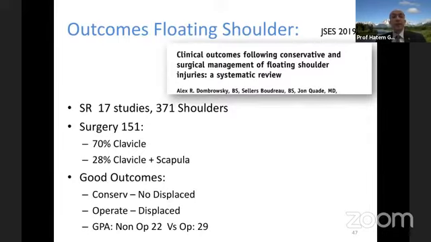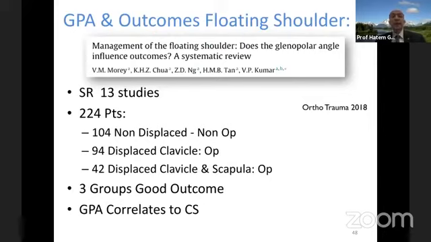Then this paper also looked at the glenopolar angle and the outcomes of floating shoulder. And they found that the better you restore the glenopolar angle, the better the Constant score that you have. Again, these ones would have non-displaced, non-operative. The displaced clavicle had fixation, and a smaller percentage had a displaced clavicle and scapula, and then both of them need to be fixed. All these groups, according to this plan of work, led to good outcomes.